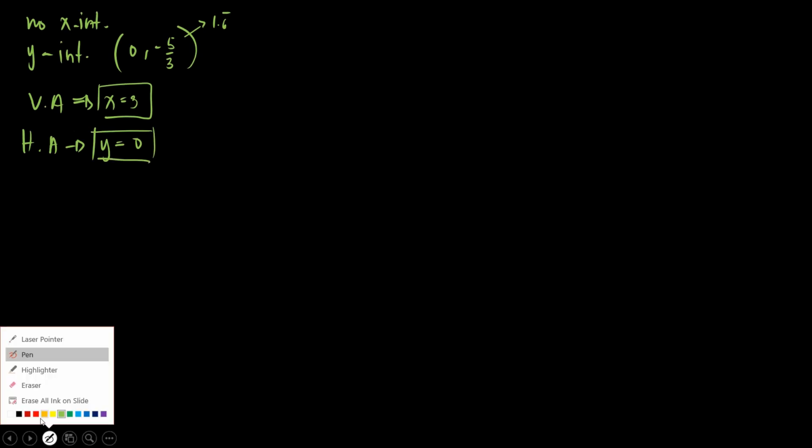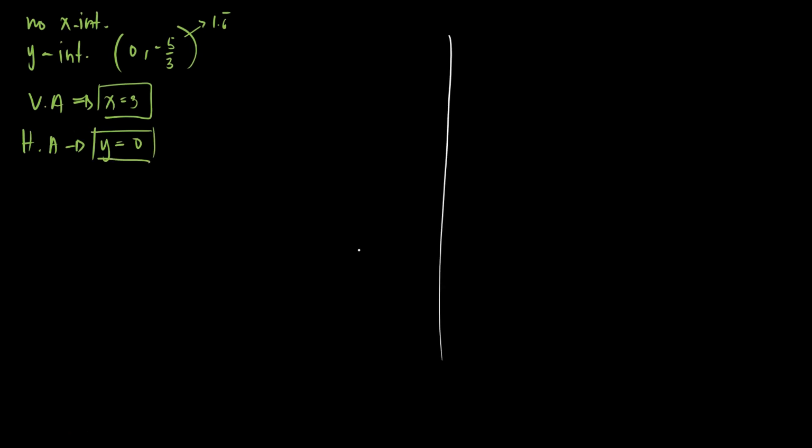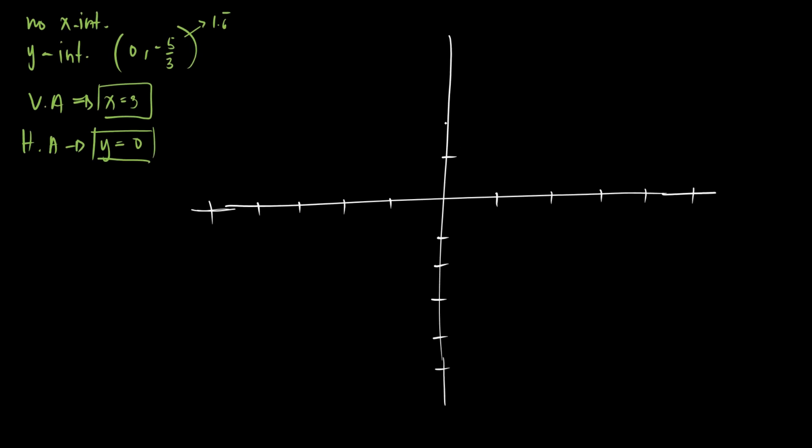Okay, let's draw the Cartesian plane. Let's have 1, 2, 3, 4, 5 on each axis. Okay, this is our x, our y.